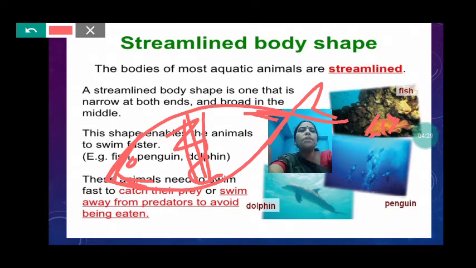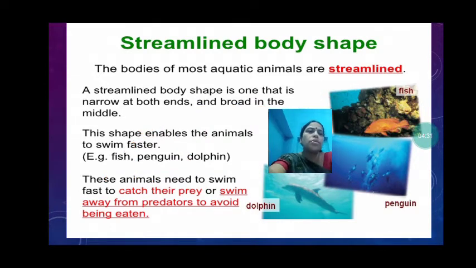This shape enables the animal to swim faster. With the help of the streamlined body shape, animals swim faster. For example, fish, penguin and dolphin all have this streamlined body. These animals need to swim fast to catch their prey. Why do these animals have to swim fast? So that they can catch their prey.